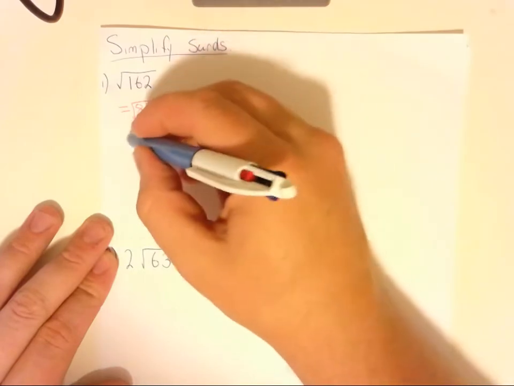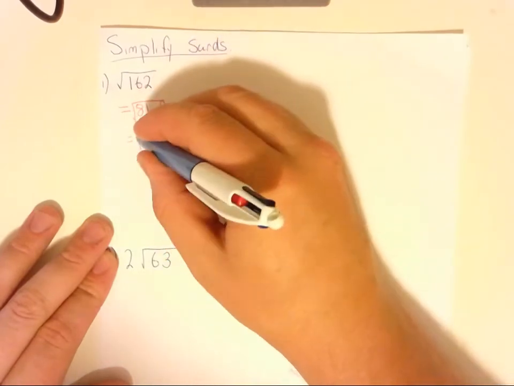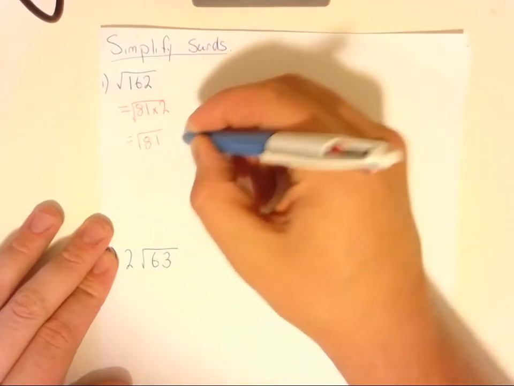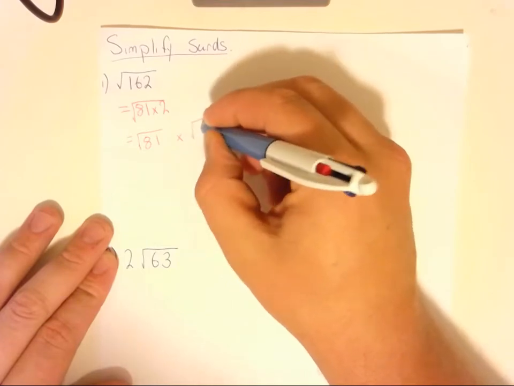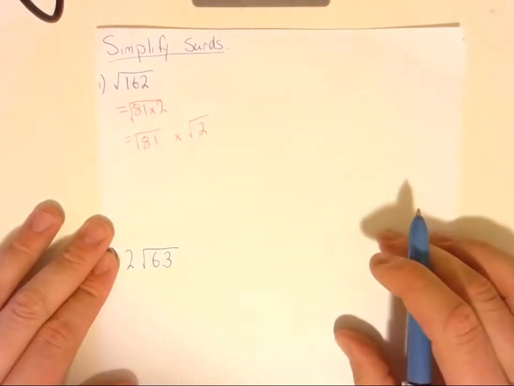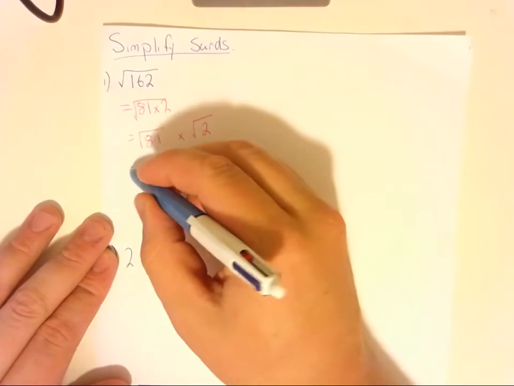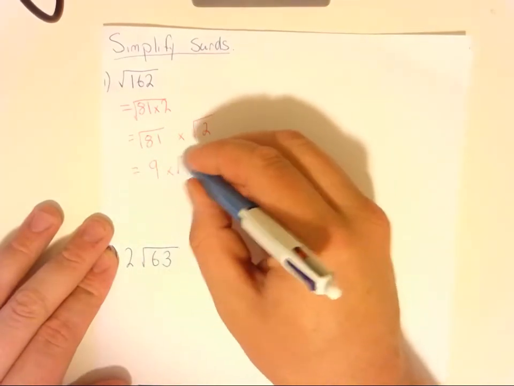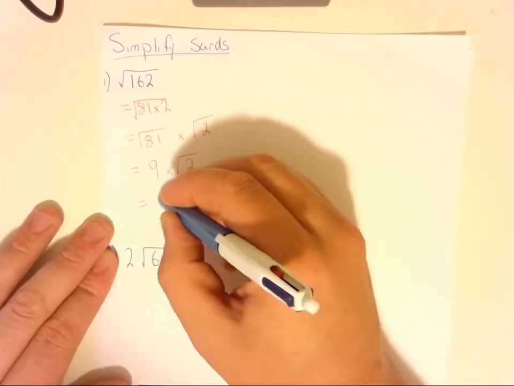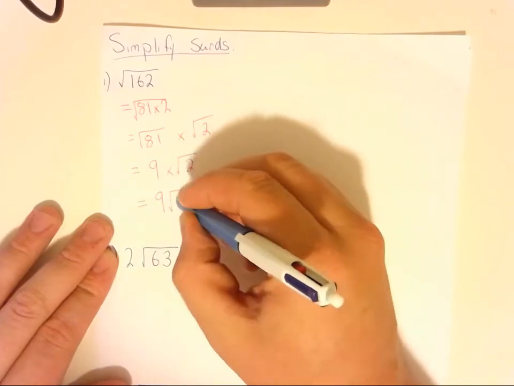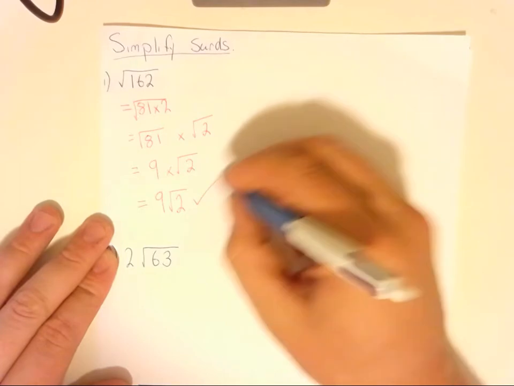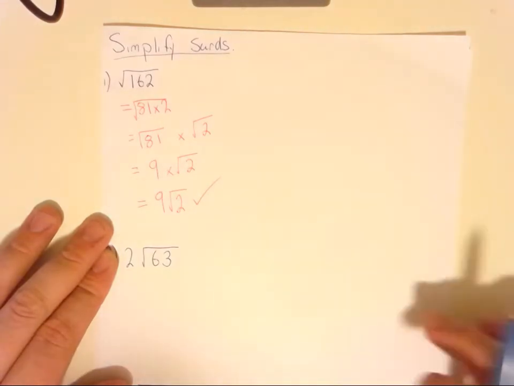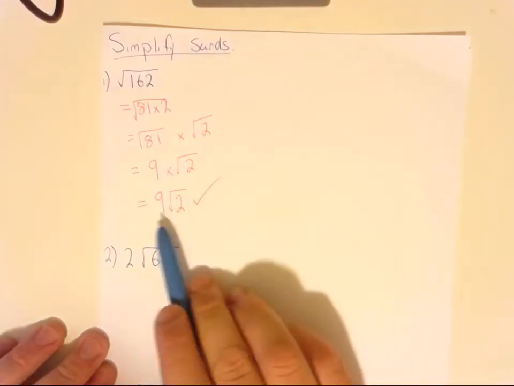Now we know with our surd rules I can split that up into the square root of 81 times the square root of 2. The square root of 81 we know is 9, times the square root of 2, so my final answer becomes 9 root 2, and that's where we stop, just there. I can't get this any simpler than that.